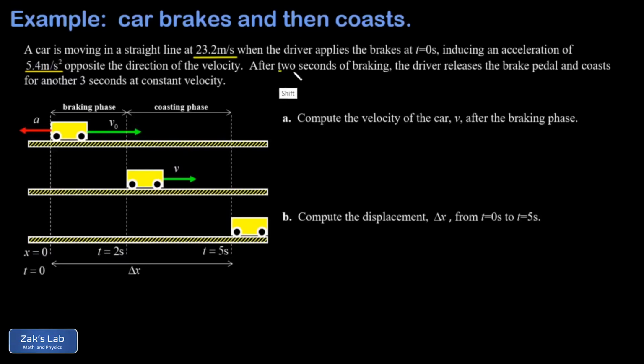It does this for 2 seconds, and then the driver releases the brake, and the car just coasts at a constant velocity for another 3 seconds. So we have a constant negative acceleration phase followed by a constant velocity phase.